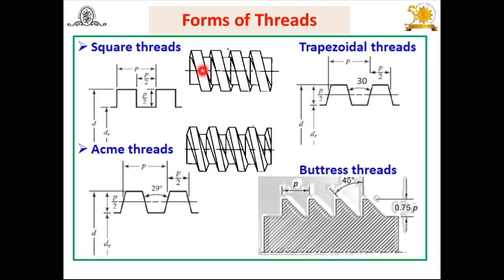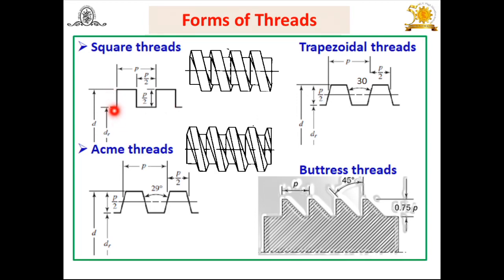And why are these threads preferred? Because of power transmission, that is the important thing. Again, there is an inversion, a form of the trapezoidal thread, that is the Acme thread. Another form is the buttress thread, which is a combination of square and trapezoidal. I will explain one by one. Let us see the square thread.